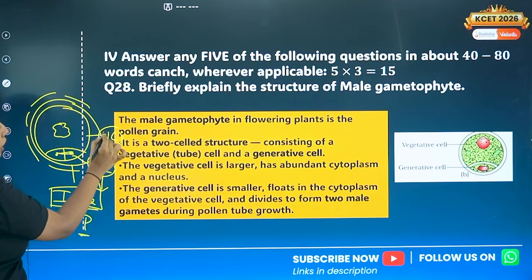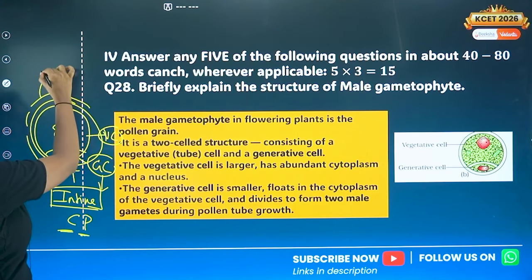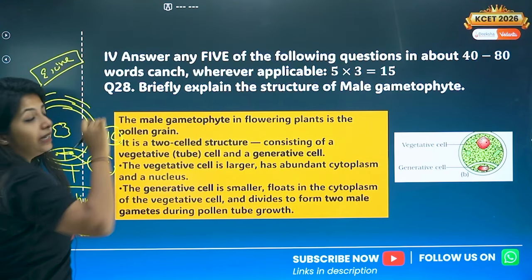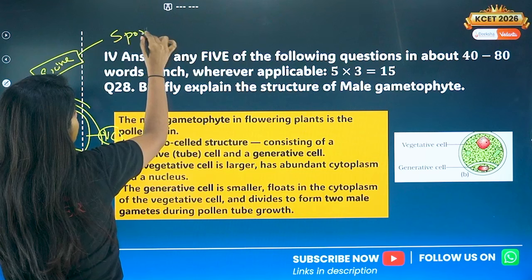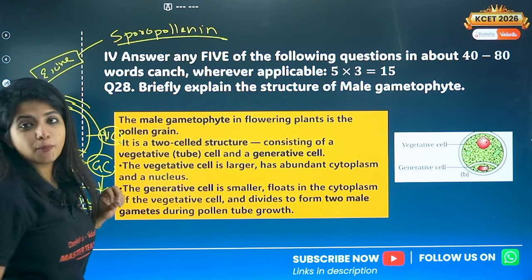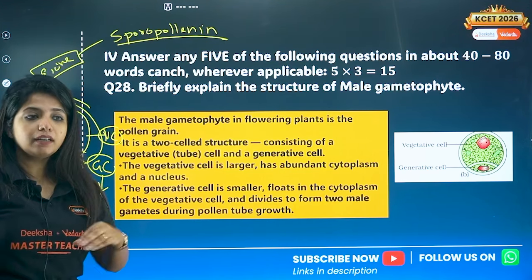And then you have a discontinuous layer out over here, which is known as exine. An exine is made up of one of the most important materials out there, which is known as sporopollenin. Okay, sporopollenin. It is the toughest material. If you put acid, alkali, anything, it won't get destroyed. So that is the thing for exine.